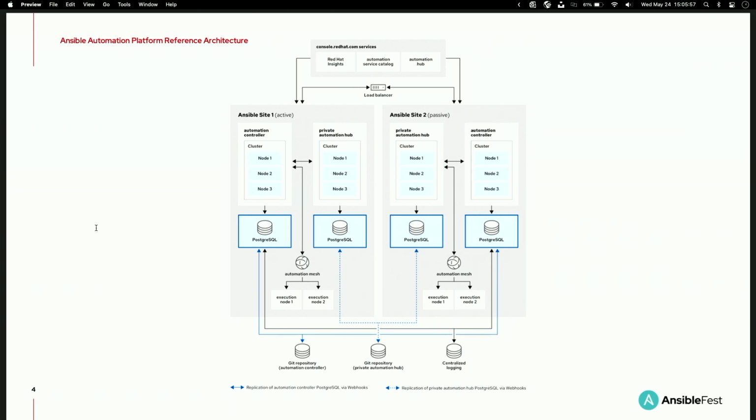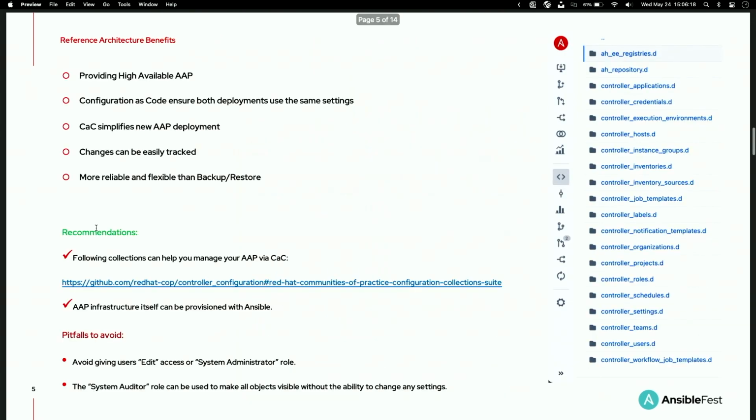Over the past 3 years, we have been using this reference architecture and configuration as code, and we have never had any need for any backup restore or any Postgres database dump. The whole idea behind it is that you make all of the configuration as code. It uses the API, so you are using the API to create all the objects that you would otherwise create through the GUI.